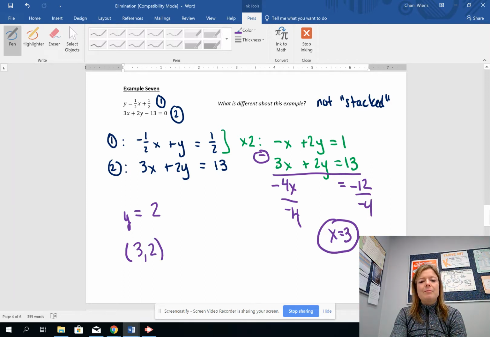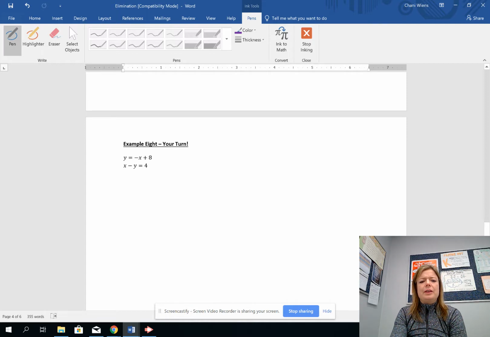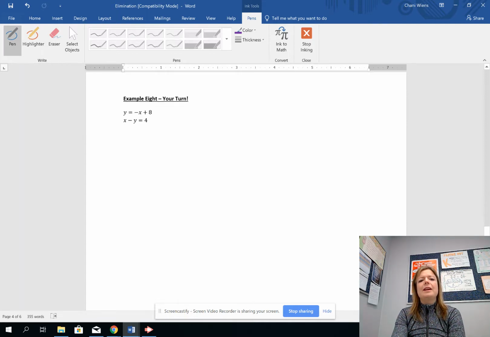All right, so I have one more for you to try on your own. So again, the big problem here is that the equations are not stacked. So you should move it around so that they're stacked one on top of the other. And then you can feel free to eliminate. So hint, hint, hint, just move this x over here by adding x to both sides. Then they'll be stacked. Okay, so you should get the solution to this one is 6, 2.